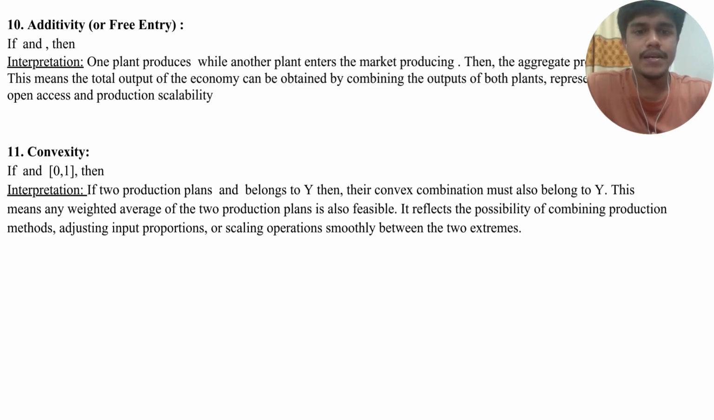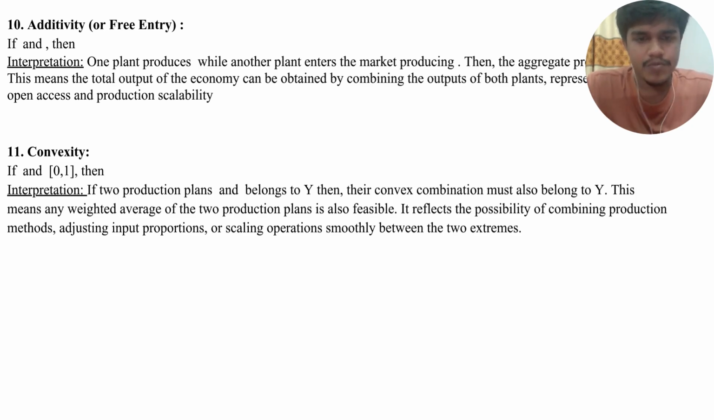And then we have additivity, or free entry. Let's first understand the additivity property in simple terms. Additivity means that if two separate production plans are feasible for an economy or a firm, then combining those two plans should also be feasible. If y and y prime are both in the production set, then y plus y prime must also be in the production set.